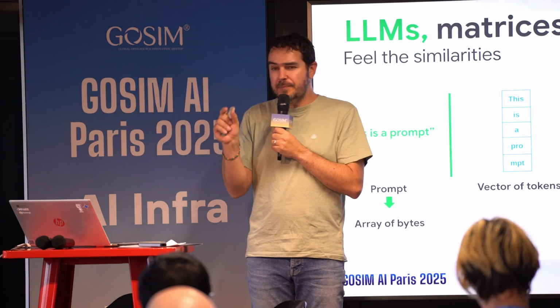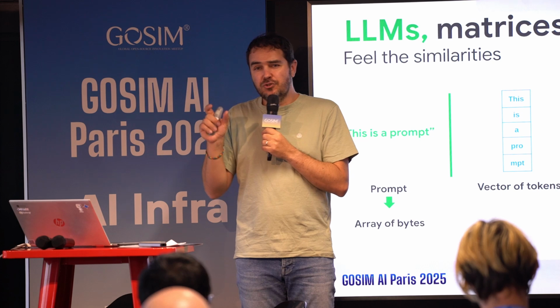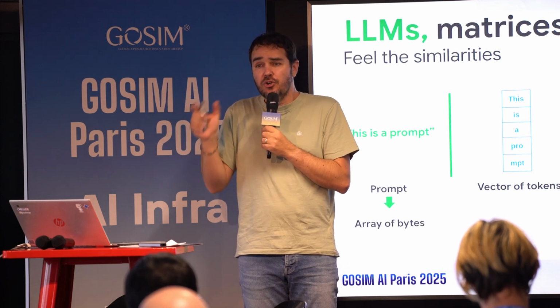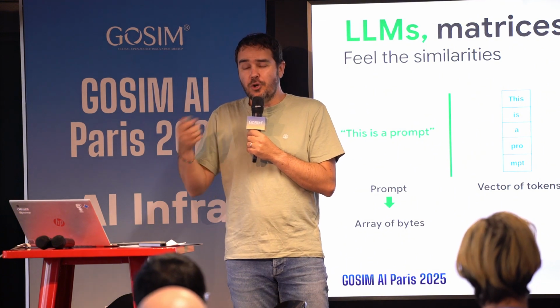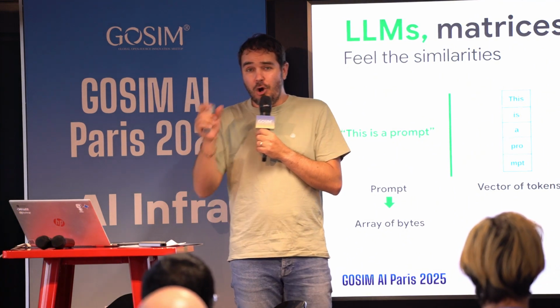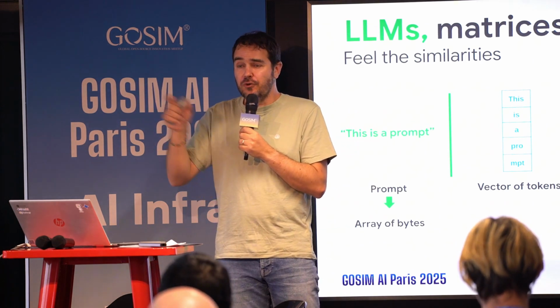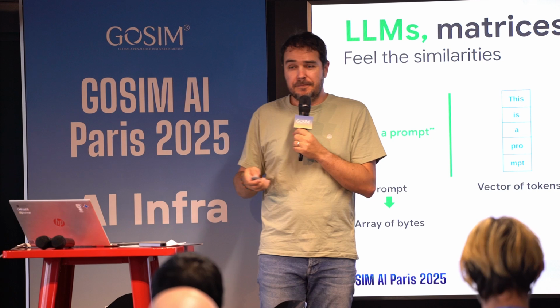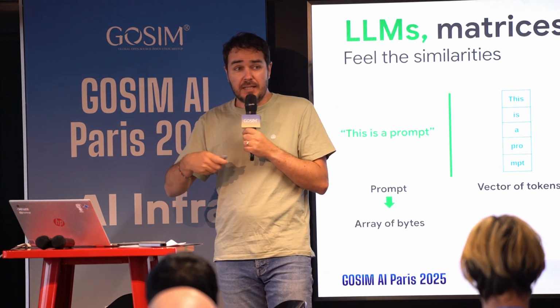And the LLM will replace every token by a value. It's an array of values, in fact. And you have an array like this. You have a vector of token values. In fact, a vector of arrays is a matrix.